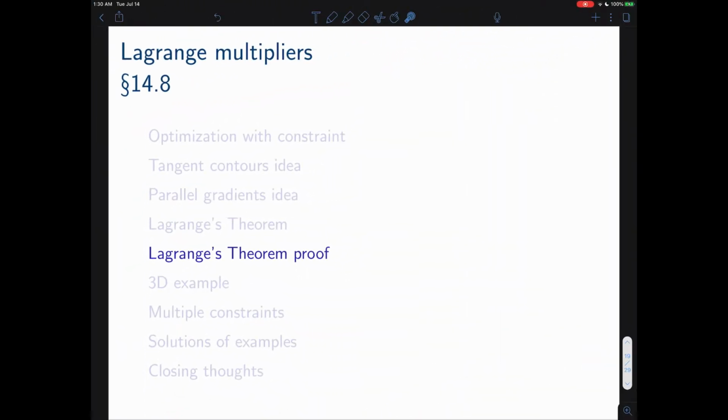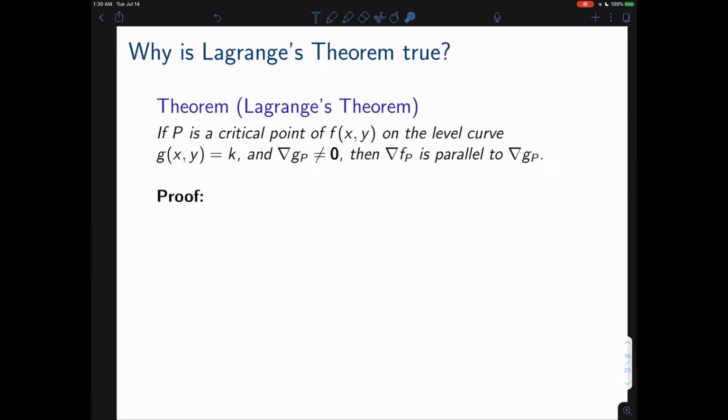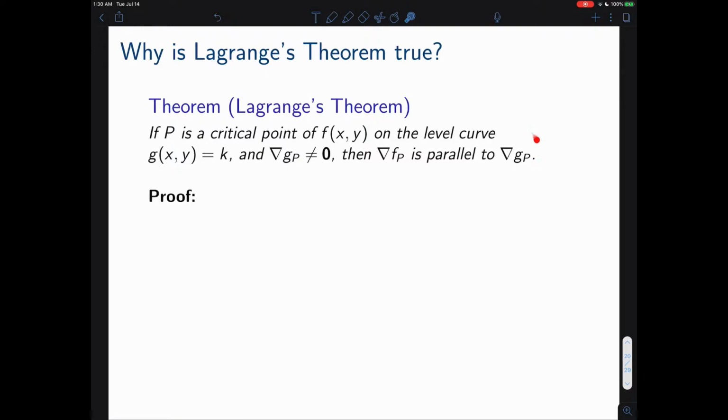Now I'm going to explain why Lagrange's theorem is true. What's the proof? We saw an intuitive idea when we drew tangent contour lines and parallel gradient vectors, but it's really important and interesting to look a little more closely at it. So here's a reiteration of the statement of Lagrange's theorem. We have a critical point on a level curve g(x,y) = k, and the gradient is not zero. Then that means that the gradient of the objective function is parallel to the gradient of the constraint function.